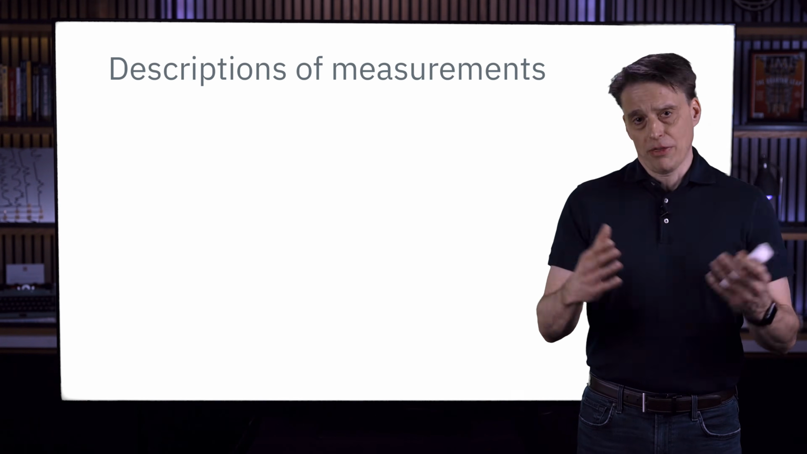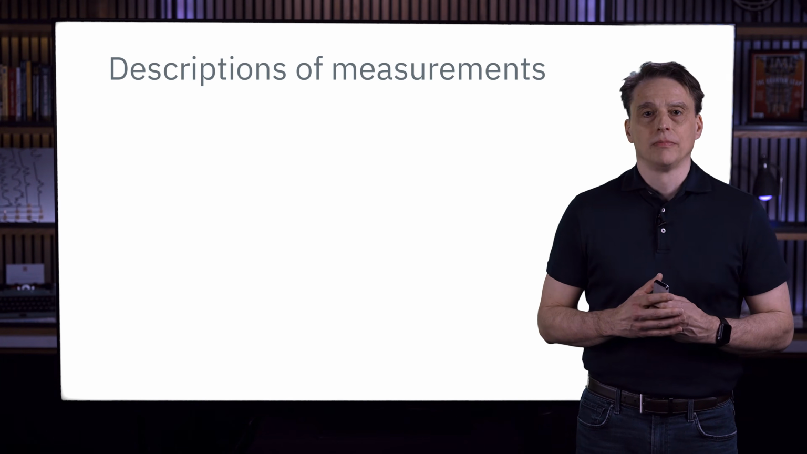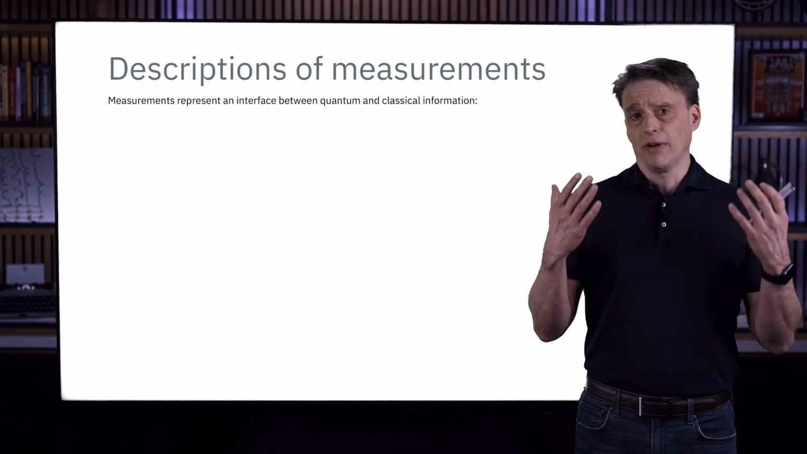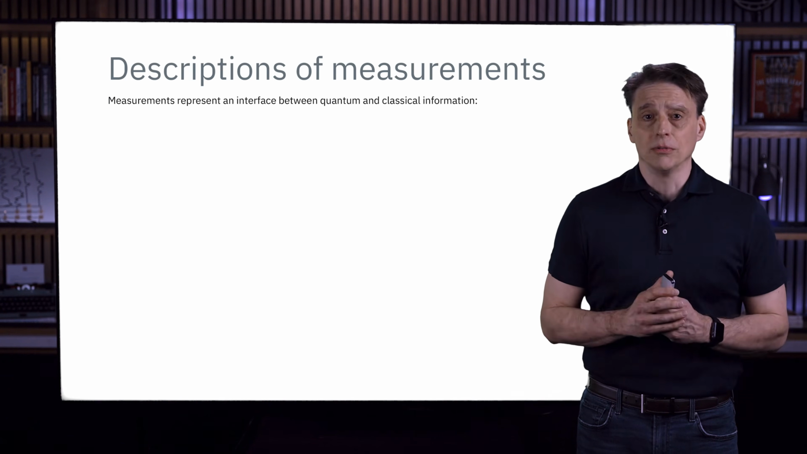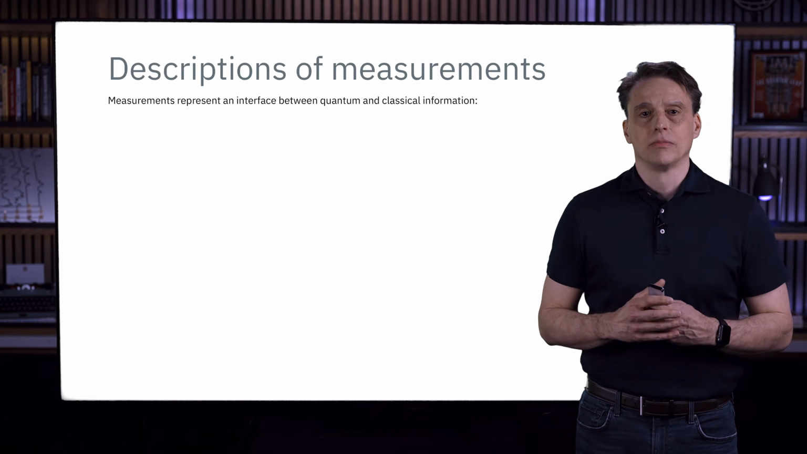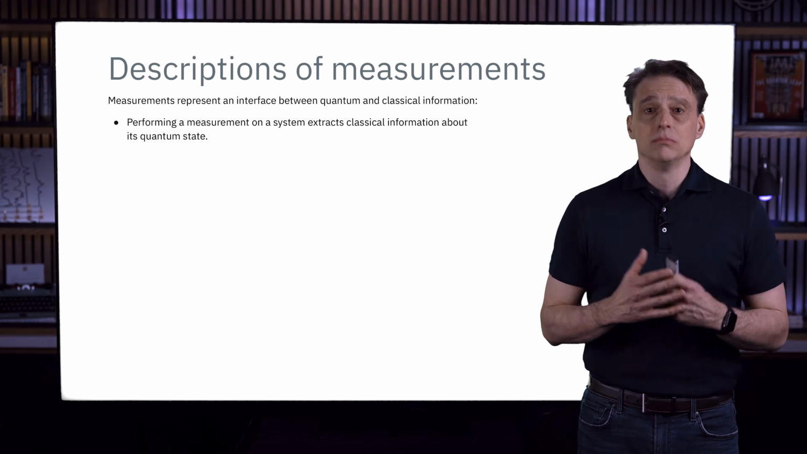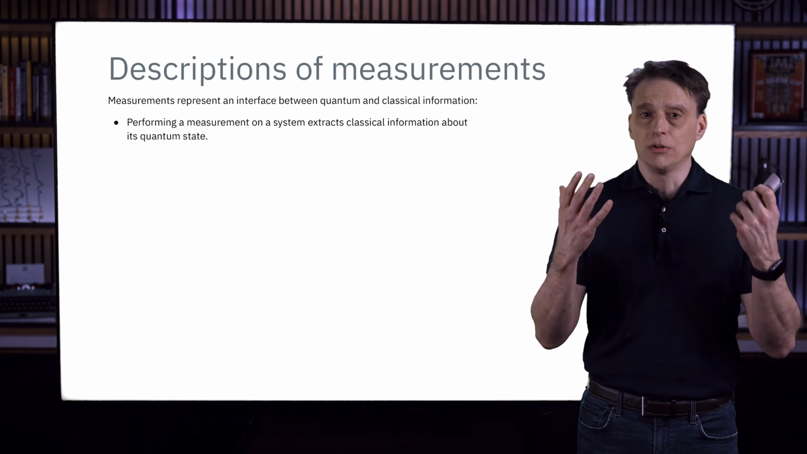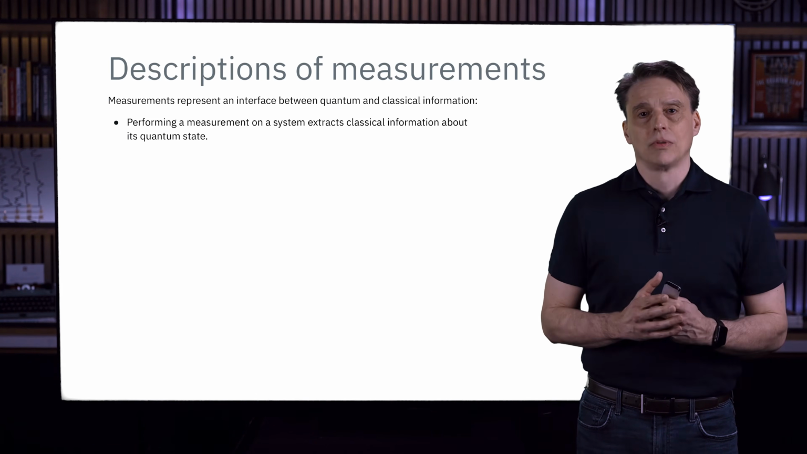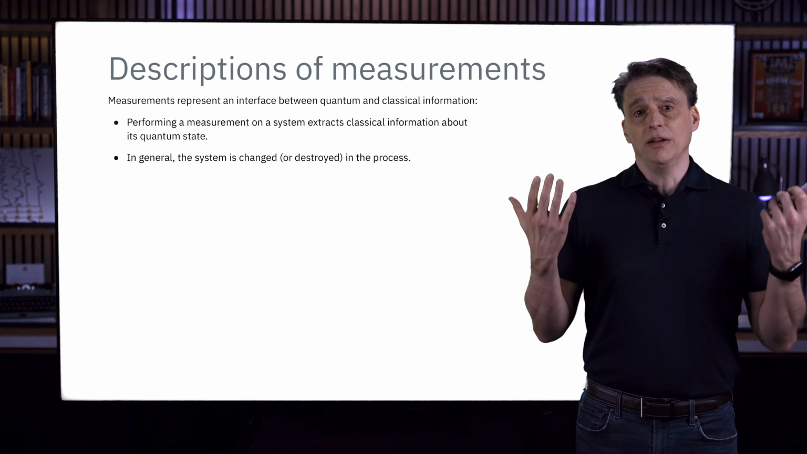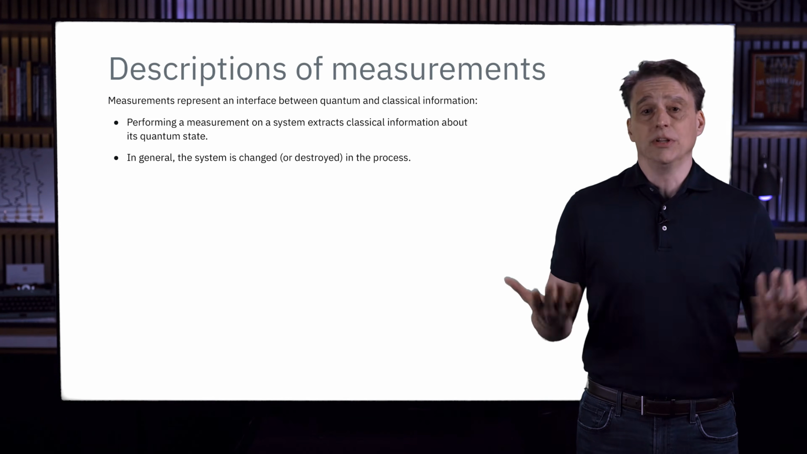We'll begin with mathematical descriptions of measurements. Measurements provide us with an interface between quantum and classical information. When a measurement is performed on a system while it's in some quantum state, classical information about that quantum state is extracted. In addition, the quantum state is generally changed or possibly destroyed completely.